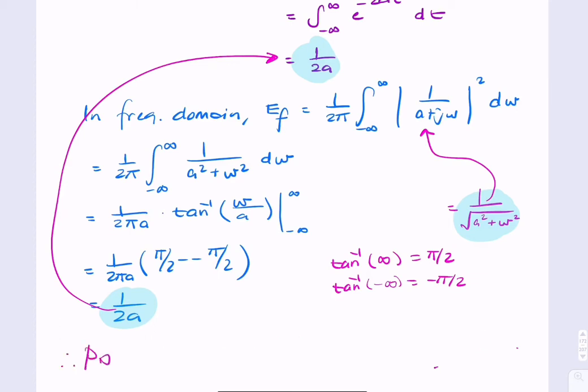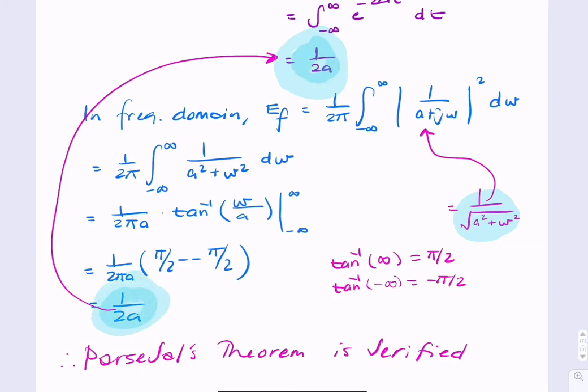It's only verified for this particular function. We haven't proved Parseval's theorem. We've just demonstrated that the energy in the time domain here and the energy in the frequency domain here are the same. So it isn't enough just to find the two energies. You have to show that they are the same. And that's the end of part E, and that's the end of the question.